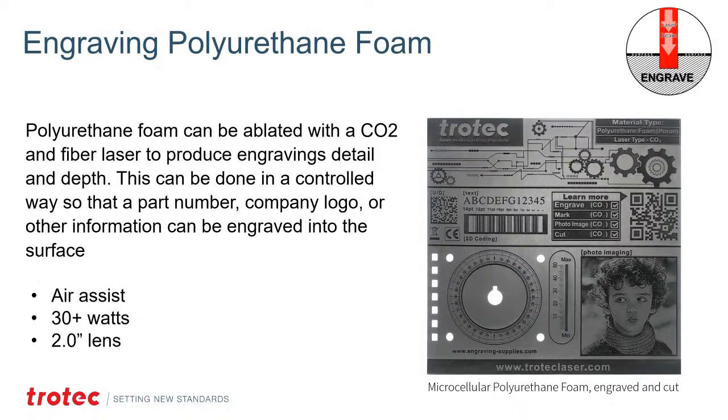The sample you see here on the right is a microcellular polyurethane foam. This means the actual cells of the foam are much smaller, and so we're able to achieve a much higher contrast. 3M makes the microcellular, and Rogers Poron is also a brand, but this is a great material. It's got that foamy, real dense feel to it, but it engraves beautifully, as you see in the samples here. The recommended response or accessories needed is air assist, 30 watts plus for engraving, and then a 2-inch lens is necessary for the surface of this material to be engraved.